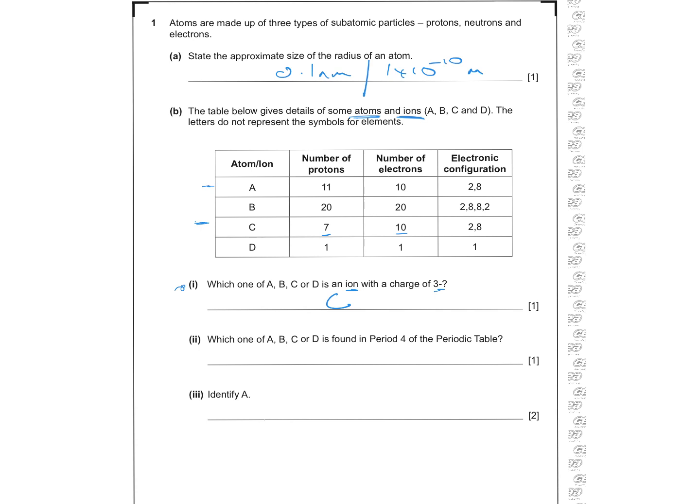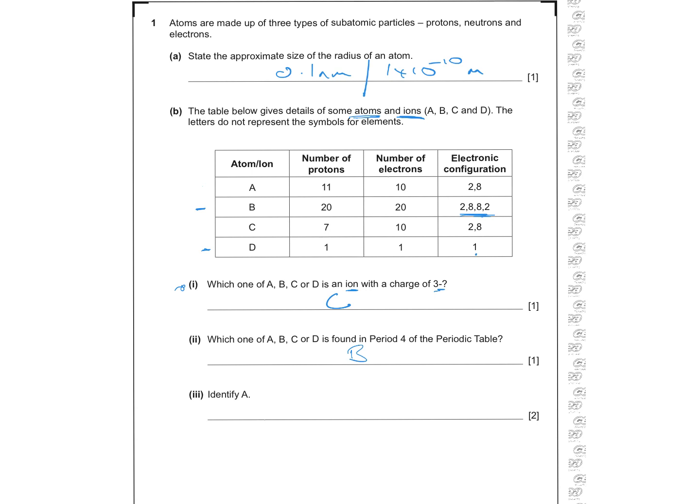Which one is found in period 4? Now for this we're looking for atoms. So if I just get rid of these ones, the atoms will have equal numbers of protons and electrons. So it's either B or D. And then in period 4 it's going to be B, because it has 4 numbers in the electronic configuration, and that's how you work that out. So if you look at D, for example, it only has 1 number. That means it only has 1 shell of electrons, so it is in period 1.